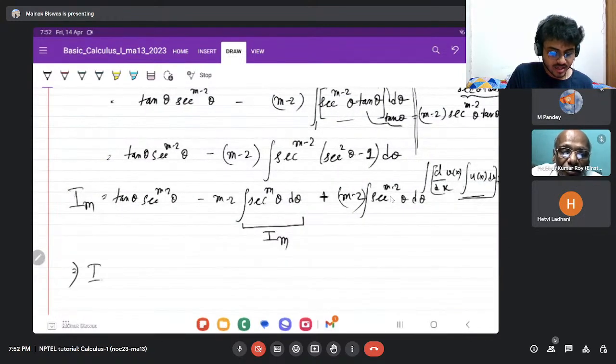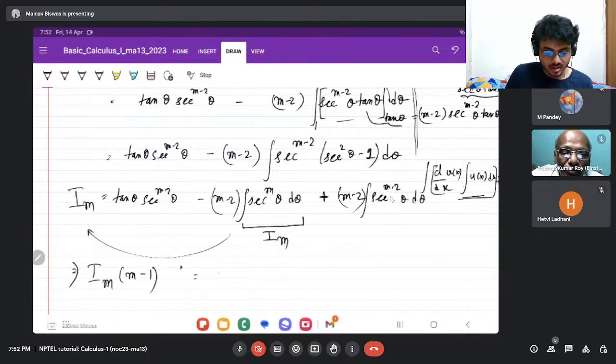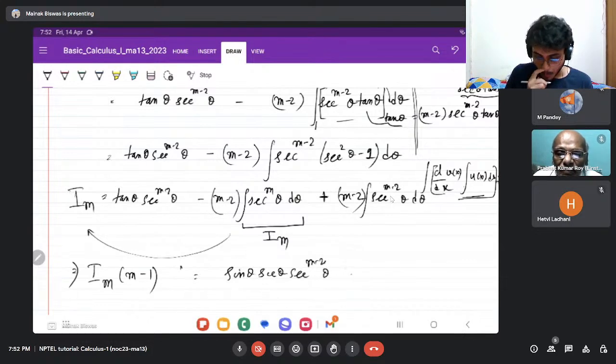If I take this to this side, I get Im times m minus 2 plus 1, which is m minus 1, equal to tan theta, which can be written with the well-known formula, into sec theta, sec to the power m minus 2 theta, minus Im minus 2. You agree?